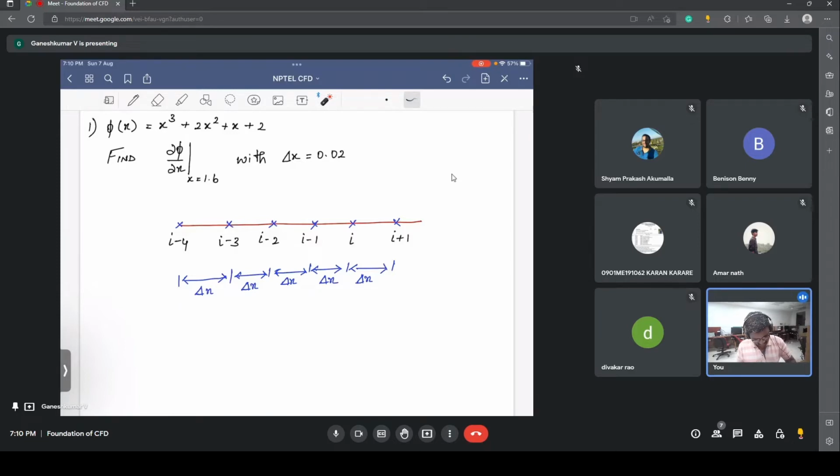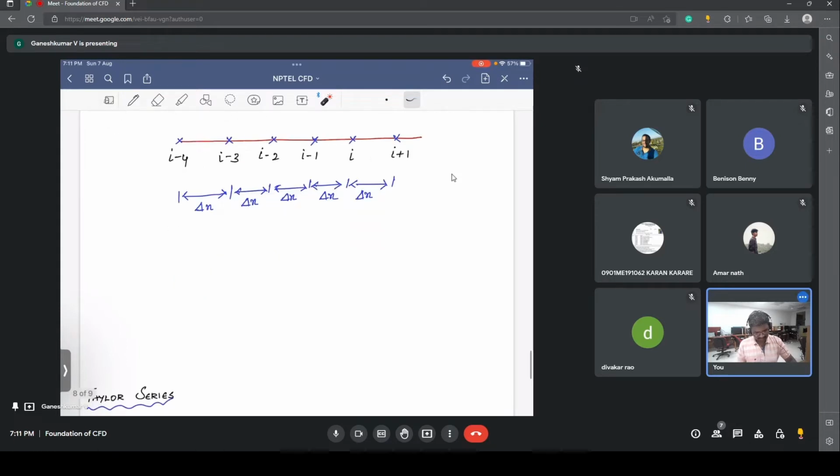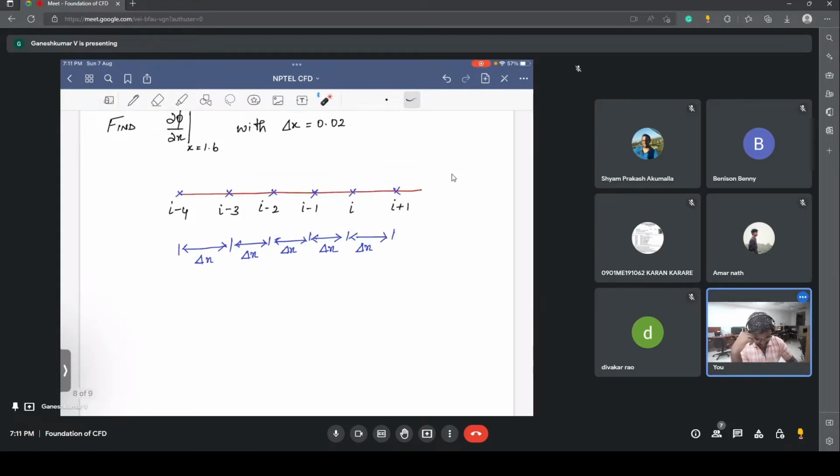Of course, you can consider only two points, but we will construct the scheme with three points. Let's see how it is going to happen. Backward difference and upwind differencing are actually the same; the terms are interchangeable. If you are solving a fluid flow problem, let's say the flow is going from I minus 4 to I, then it becomes upwind, like it is coming from upstream to where we are, at I.